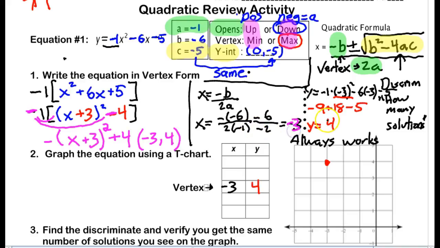So the big idea for this assignment is that regardless of what method you use, you must get the same answers. Right? So if you use negative b over 2a, you get negative 3, 4. If you use the vertex form, you get negative 3, 4. Just remember the vertex form, the sign is the opposite on the inside just for the x. So if this is a positive 3, the vertex is at negative 3. But the sign for this stays the same for the y, so it's the same. So either way, you get the same answer.